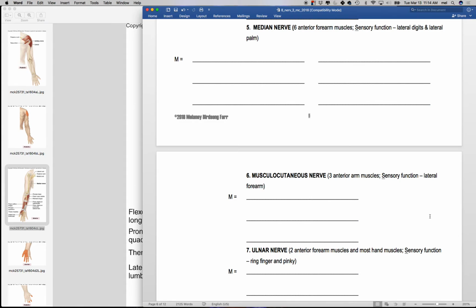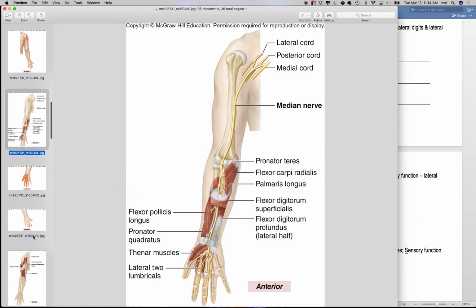Okay, now we are going to move to the musculocutaneous nerve. You ready? Musculocutaneous nerve.